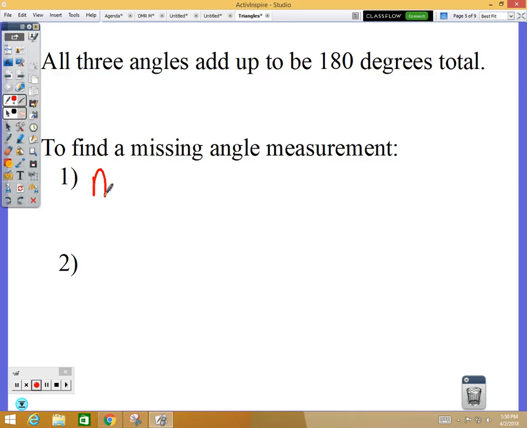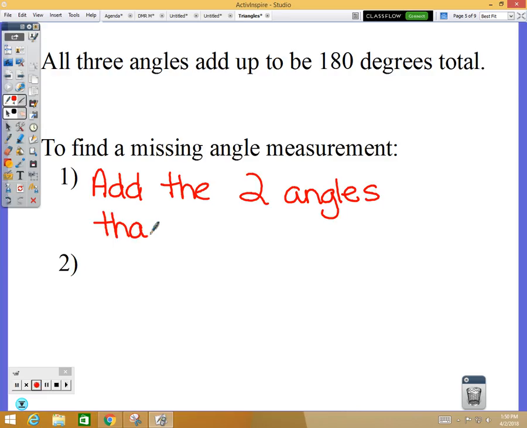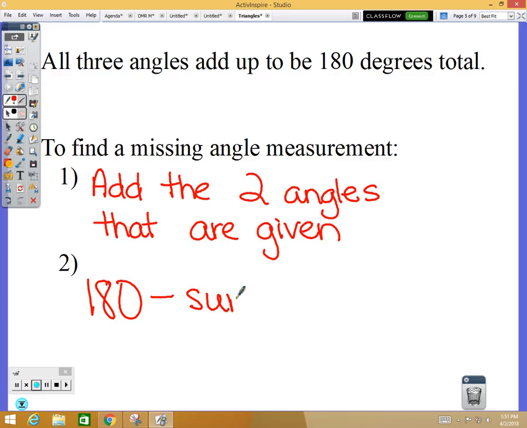You're going to add the 2 angles that are given. When you add stuff up, you get a sum, S-U-M. So you're going to do then 180 minus that sum. Okay? And that will give you the missing angle measurement.